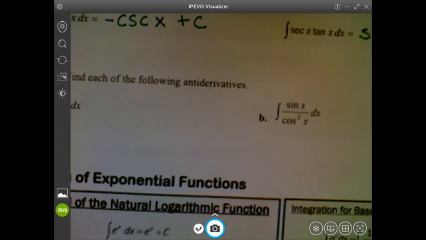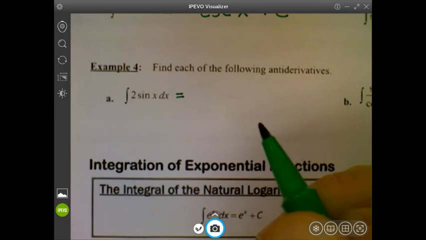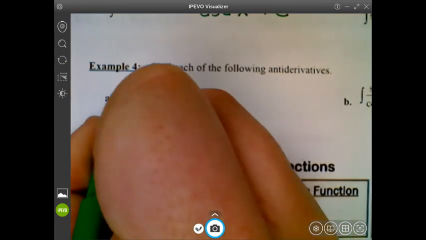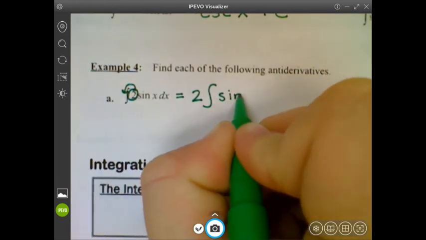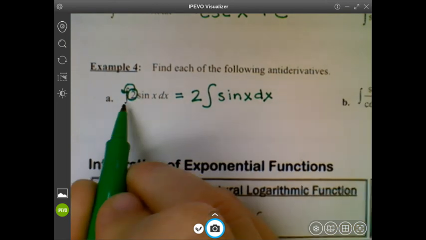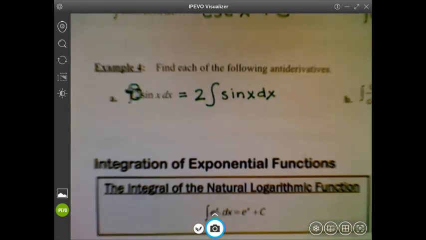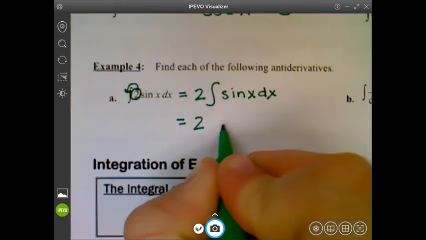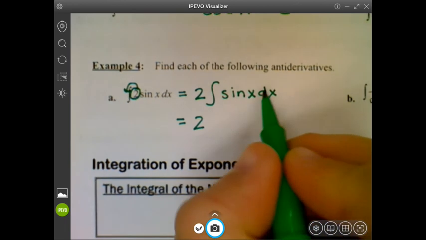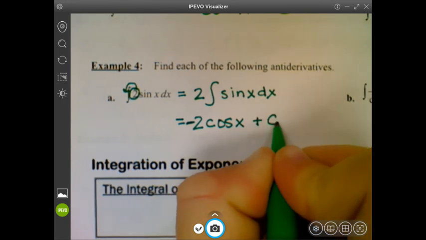All right, so we have a couple of examples of integrating with these trig functions. So here's the first one. We have 2 times the sine of x dx. This is one of those cases where we're going to use the property where that constant 2 that's being multiplied can just move to the front. So we can say 2 times the integral of sine of x dx. Because we don't know the integral of 2 sine of x, but we do know the integral of just sine of x. So that 2, because it's being multiplied, can move to the front. And so our answer would be 2 times the integral of sine of x, which is negative, so I'm going to make it a negative 2 cosine of x plus c.